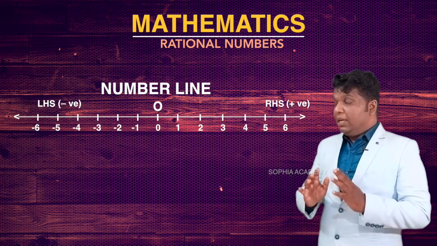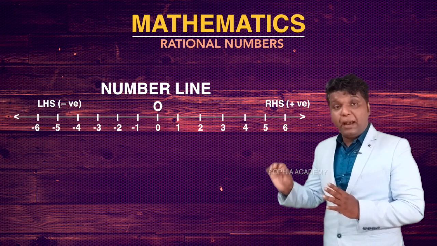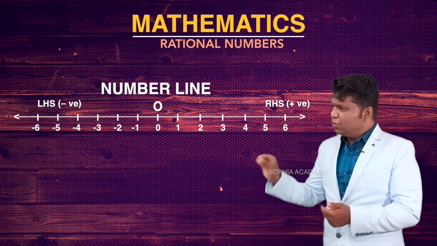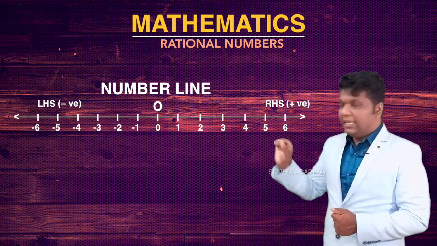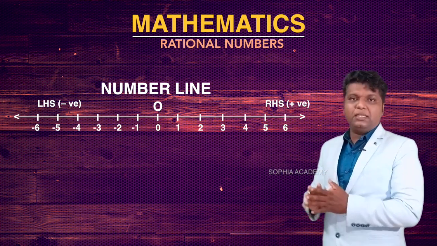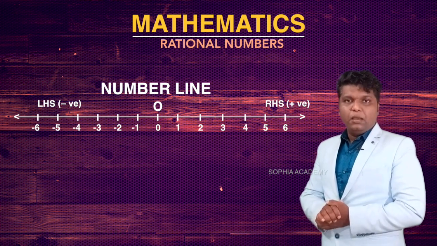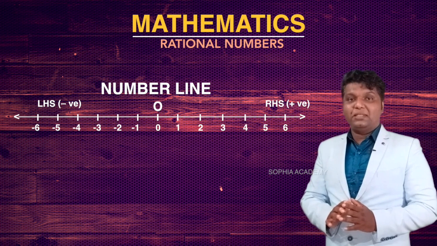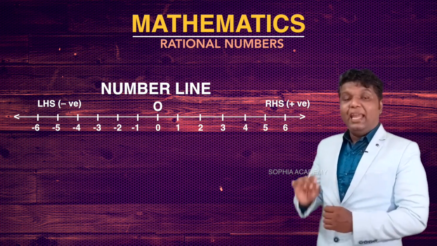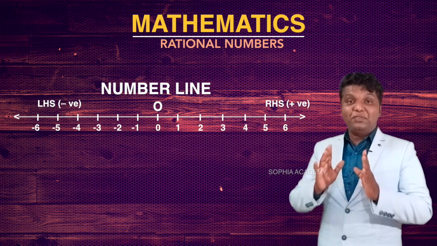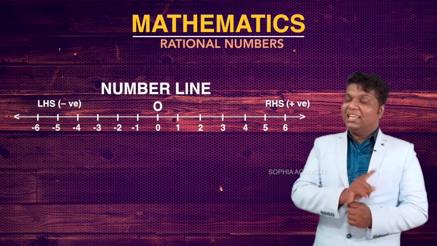Now if I'm asking you to represent -1 or represent -2 or represent 3, very fast you can show that one, right? 3, this is one, right? -2, there it is. Very fast you can represent them, you can mark them. But in this section we are going to study how to represent or how to mark a rational number on a number line. That's the thing which we are going to deal with today. So let's get into the exercise.